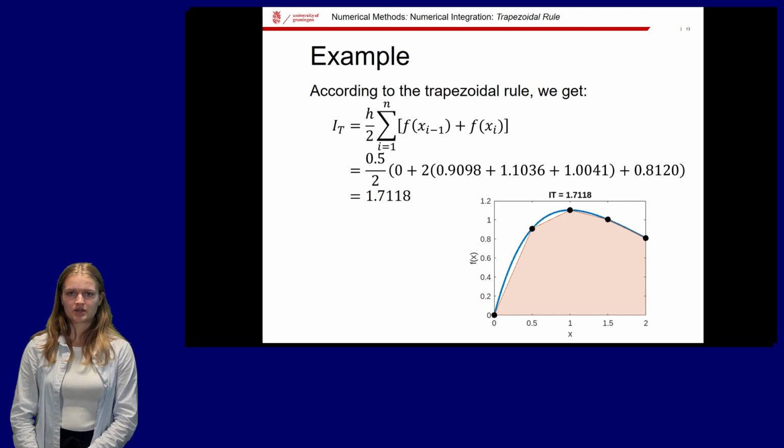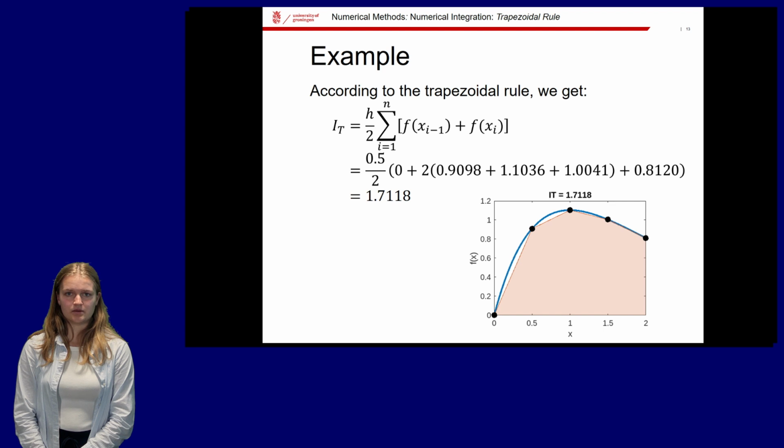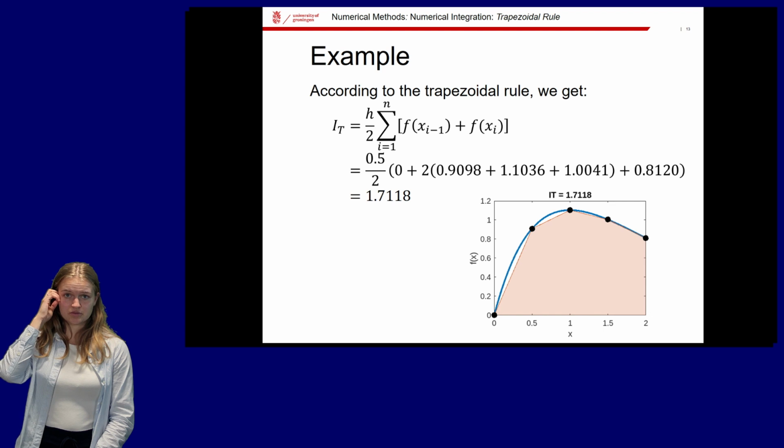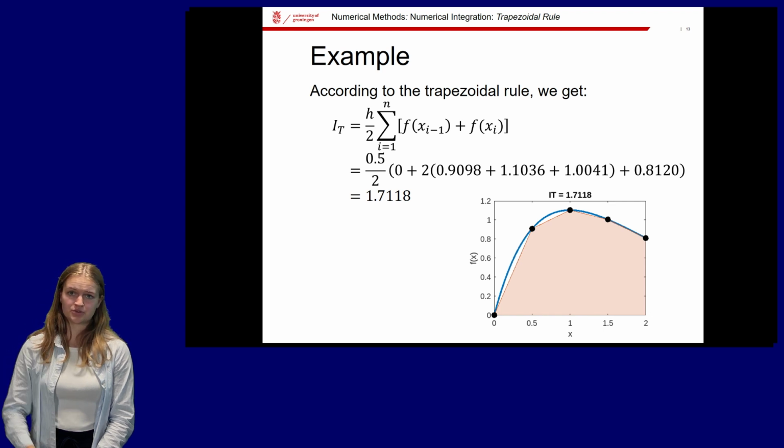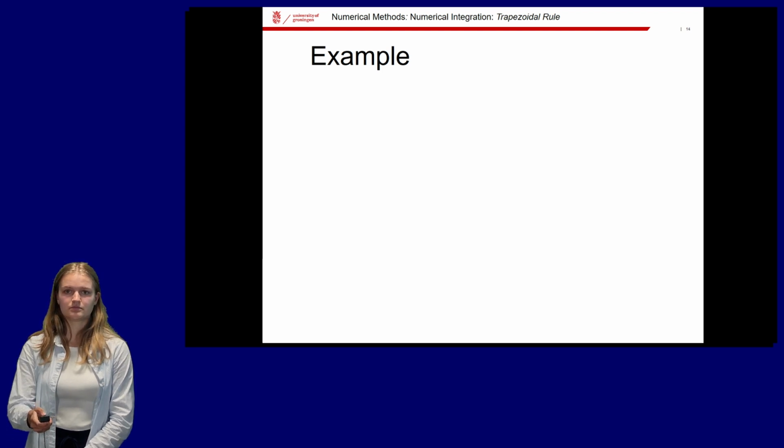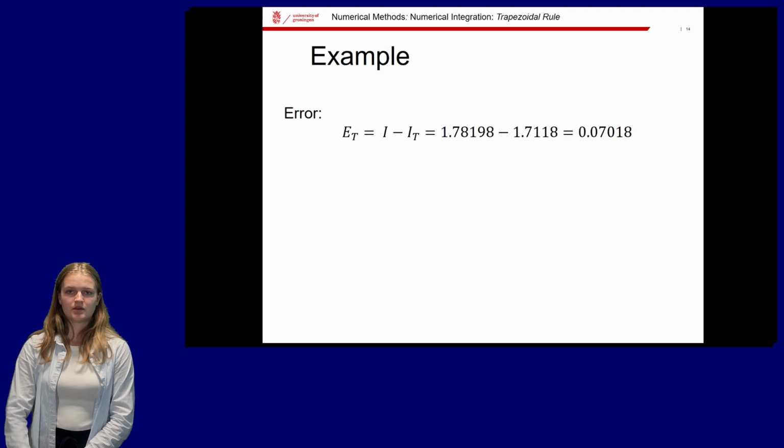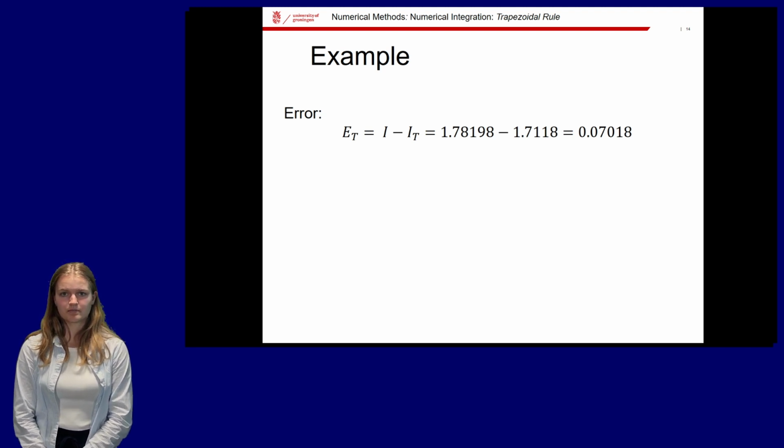And again, we plot this in MATLAB. So we have the actual function, and we have our base points given by the black dots, and we have straight lines connecting the base points. And the integral that we just calculated with the trapezoidal rule corresponds to the area of the red surface.